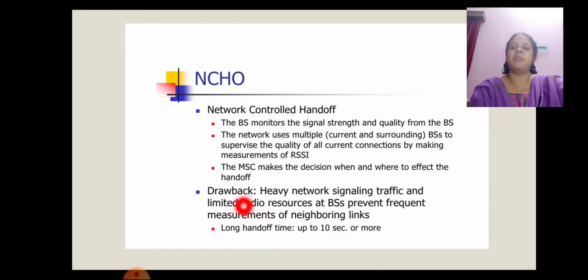What is the drawback of NCHO? Heavy network signaling traffic, and limited radio resources at base stations to provide frequent measurement of neighboring links. Long handoff time, up to 10 seconds or more.